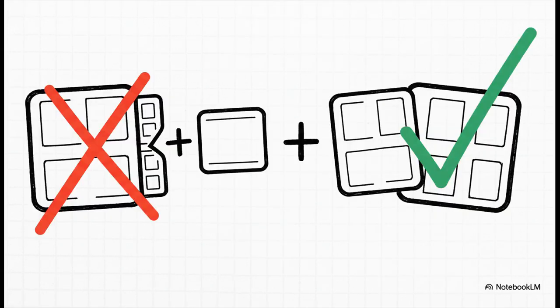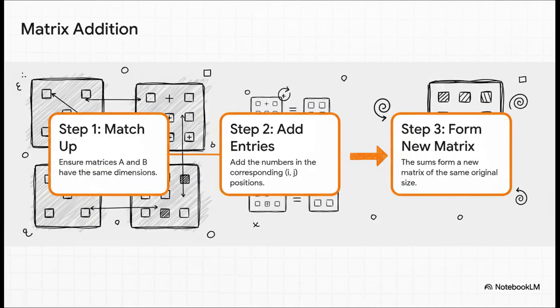Hold on though. Before we do anything, there is one non-negotiable rule. You can only add matrices if they are the exact same size. Their dimensions have to match up perfectly. You can't add a 2 by 3 to a 2 by 2, it just doesn't work. And see, the process is exactly what you thought it would be. It's super intuitive. You just add the numbers that are in the exact same spot, top left with top left, bottom right with bottom right, and so on for every position. The answer is a brand new matrix that's the exact same size as the ones you started with.